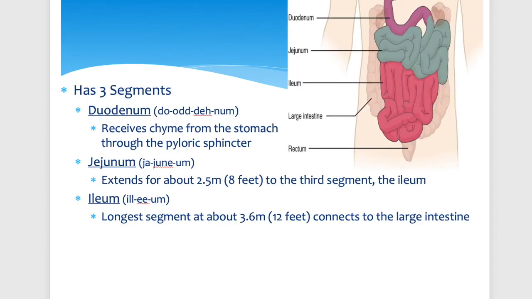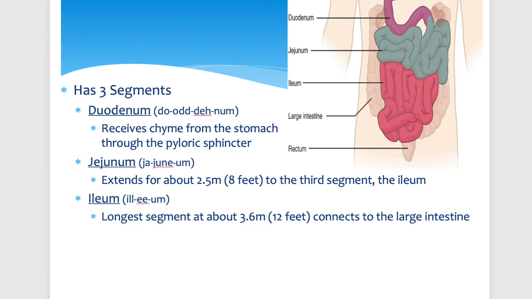Your small intestine has 3 segments to it. We have the duodenum, and I have the pronunciations here to hopefully help you be able to say them a little more easily. The duodenum receives chyme from the stomach through the pyloric sphincter, so that would happen right up here. Your stomach would be right up in this area. The next segment is called the jejunum, and that's about 8 feet in length out of the 20 overall feet.